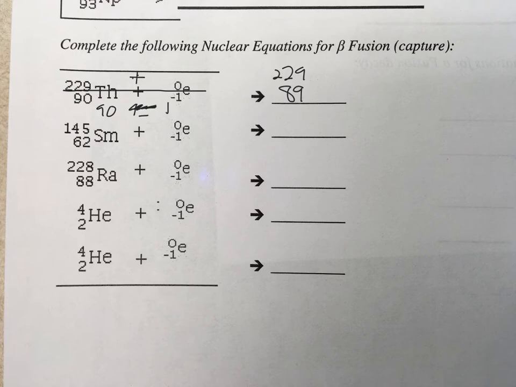Look up element 89 on the periodic table, and you get actinium. You write this symbol on the right-hand side of the numbers. Try the next one on your own.